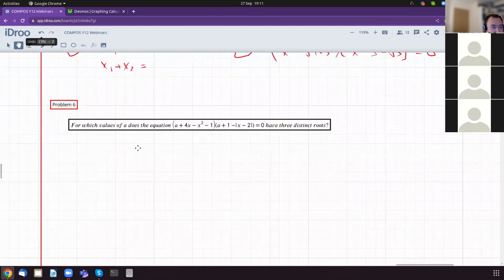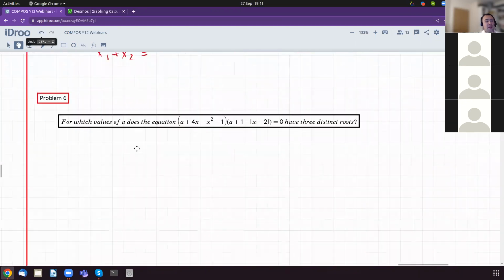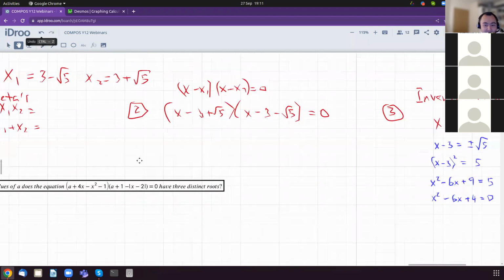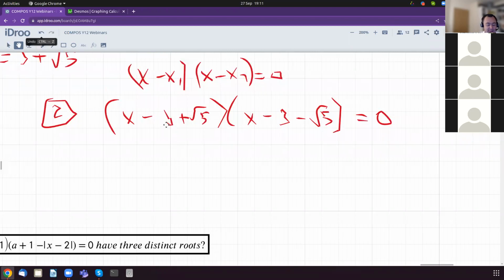Okay, problem 6. For which values of a does the equation have 3 distinct roots? Okay. Can I do the second method? Yes, sure. Sorry, let's go back to this. I've got a request to do the second method.